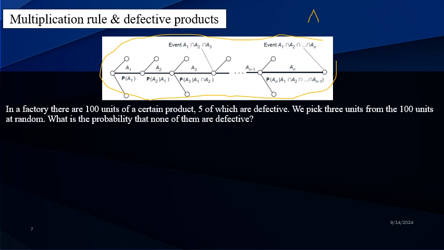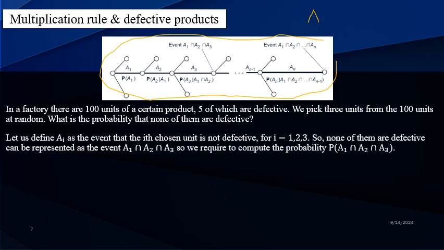In a factory, there are 100 units of a certain product and 5 of which are defective. We pick 3 units from the 100 units at random. Then what is the probability that none of them are defective? So how will we solve it?